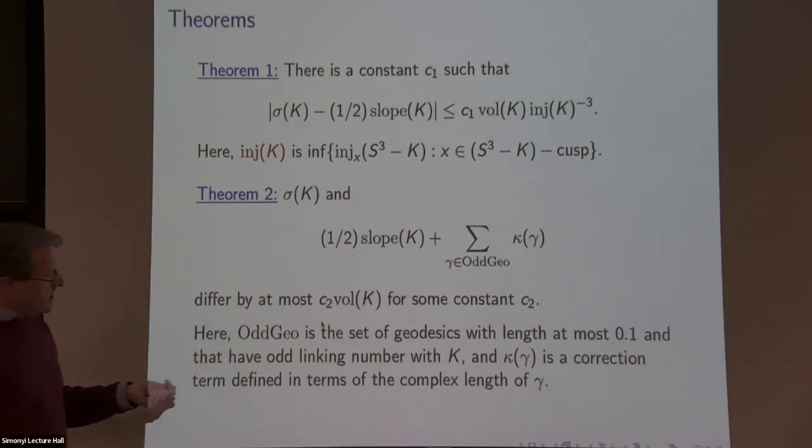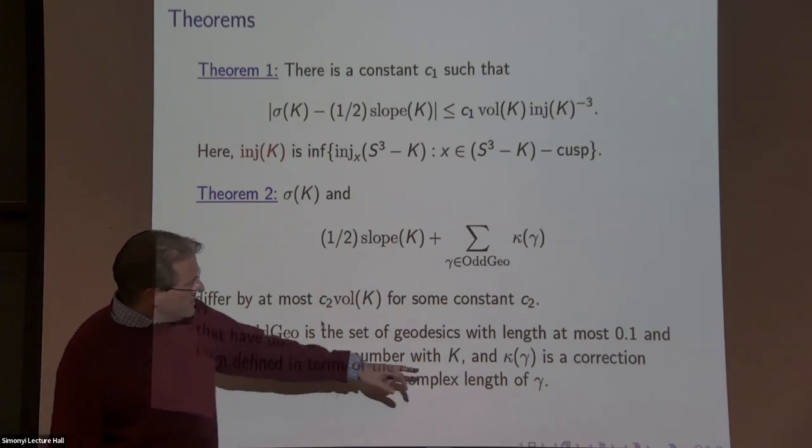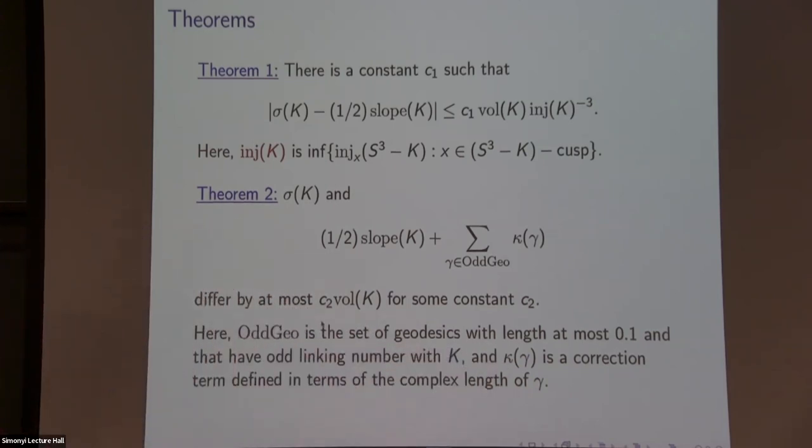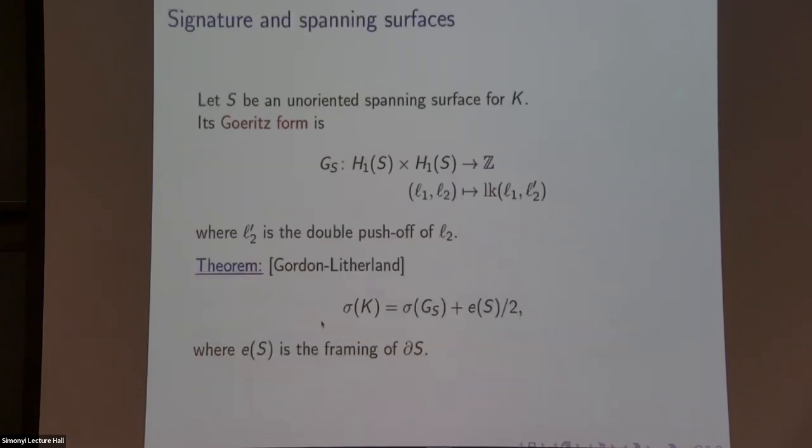So from this complex length, there's a correction term kappa, which I won't define. So you'll see sort of how it arises. Okay. So these are the theorems that I want to prove for you today. And the proof goes via surfaces, and in particular spanning surfaces for the knot, but potentially unoriented spanning surfaces.